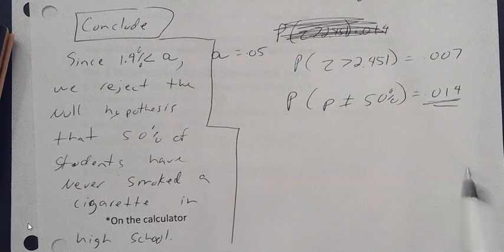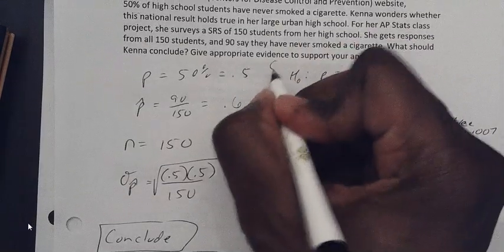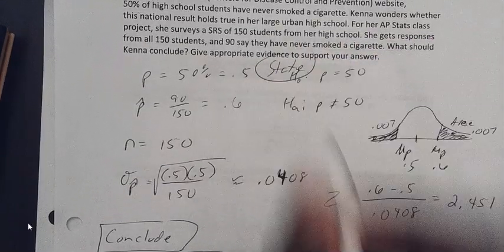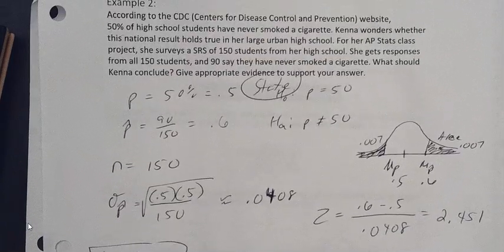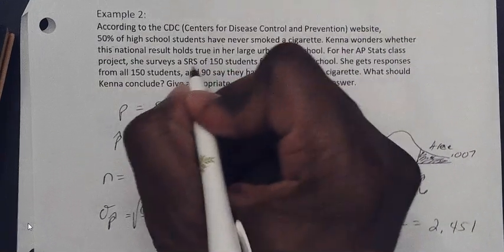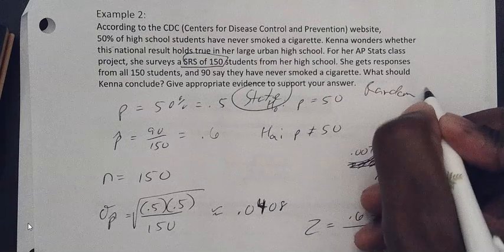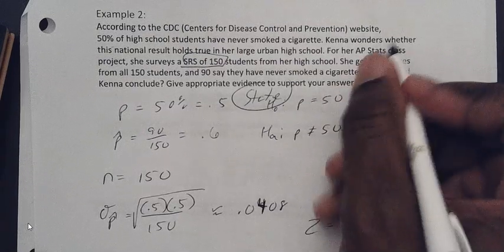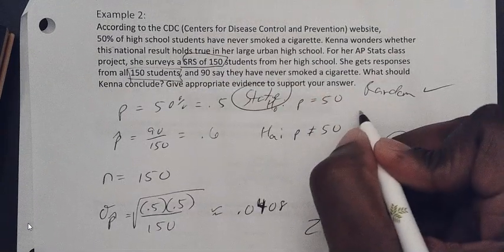But we wrote the conclusion before we actually did our test, and we did our state portion. So here's our state. But we didn't actually check to see if it was random, if it was normal, and if it was independent. So let's go back to the question and make sure this is true. They said it was a simple random sample. So the random section is checked off. In the sample, we had 150 students that were chosen randomly.